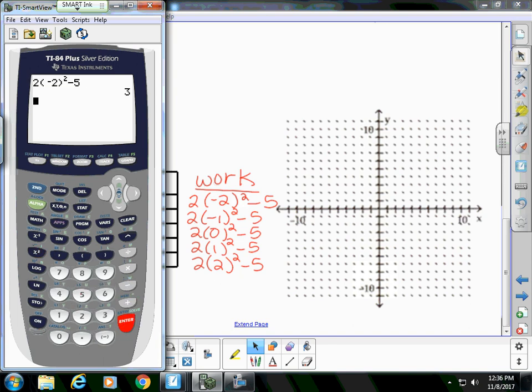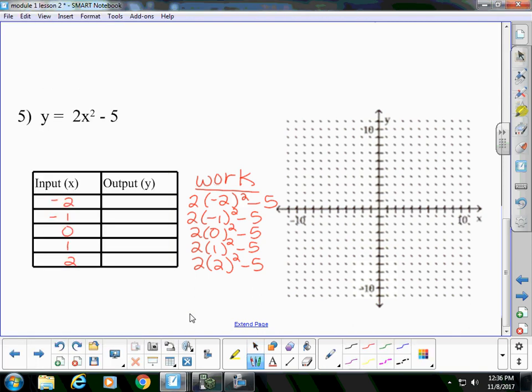And that answers 3. And then 2 times -1 squared. So what it's doing order of operation wise is it's first squaring, exponents are first, then it's multiplying, and then it's subtracting 5. The calculator knows all those order of operations, so it's doing it completely. And that one came out to -3. So we had 3 and -3 so far.